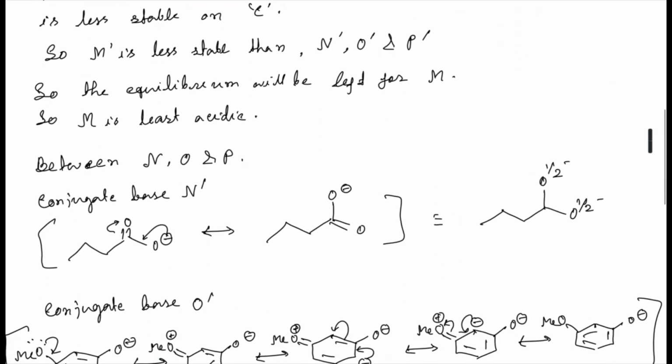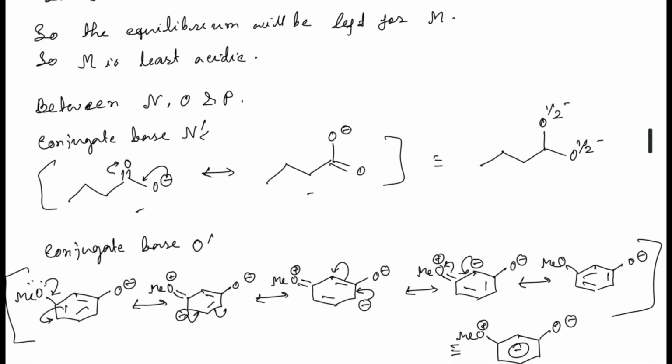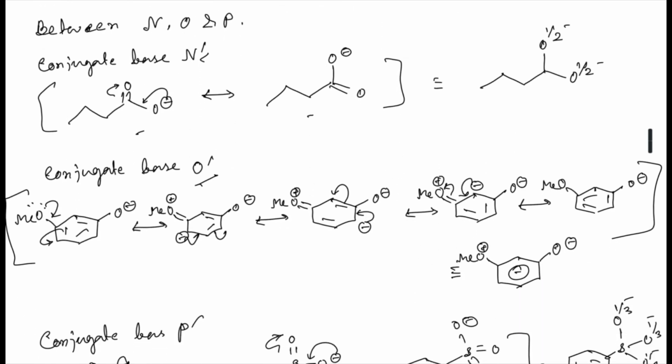Now, the conjugate base N prime is stabilized by resonance. And this is the equivalent resonating structure. So the negative charge will be distributed between these two oxygens in equal proportion, so it will be minus half and minus half. Now in the conjugate base O prime, the OMe group will operate the +R effect and it will increase the negative charge density in the benzene ring. So this negative charge density decreases the resonance, the conjugation of this negative charge, and that's why it is quite less stable than the previous.